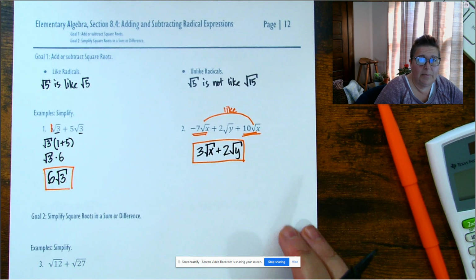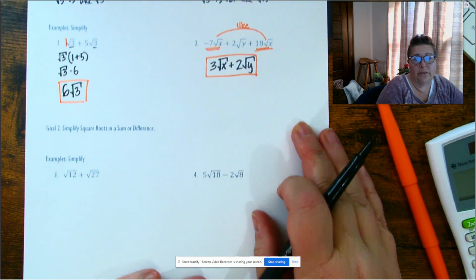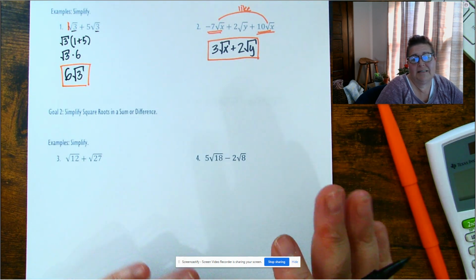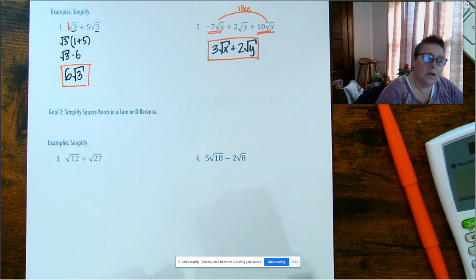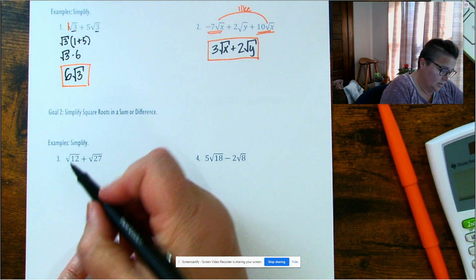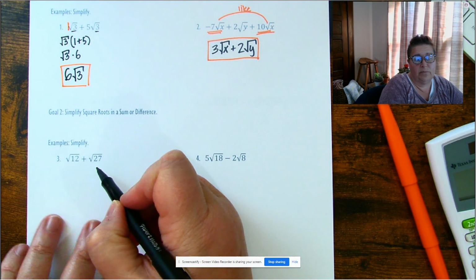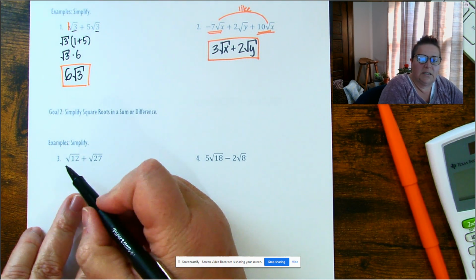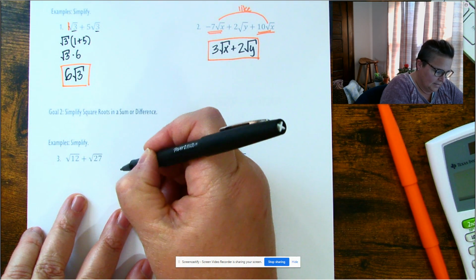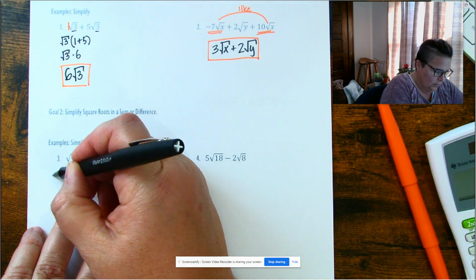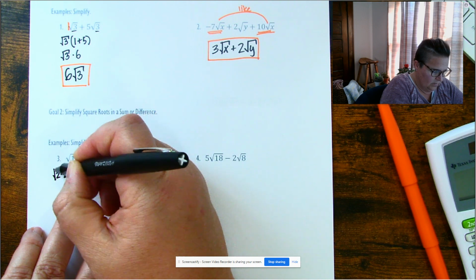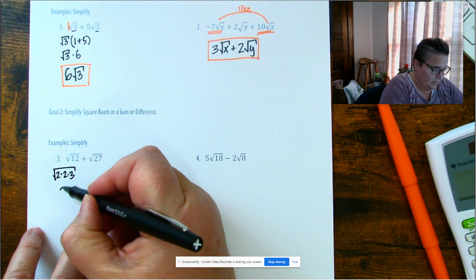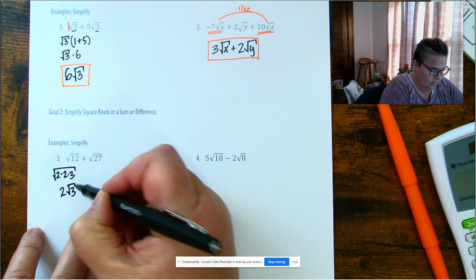There is a little bit of a sort of hook we can throw in this, and that is that if those square roots are not already simplified, we have a problem. Take, for example, the square root of 12 plus the square root of 27. The square root of 12 can be simplified. So the square root of 12 is 2 times 6, which is 2 times 3. So this is 2 square roots of 3.